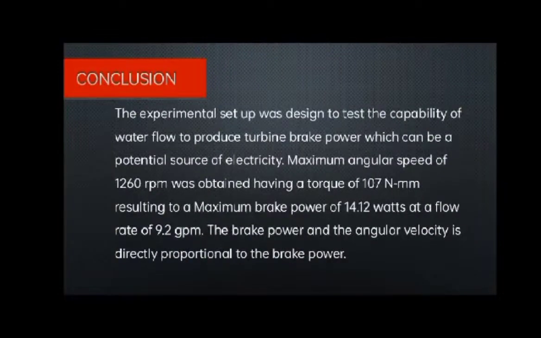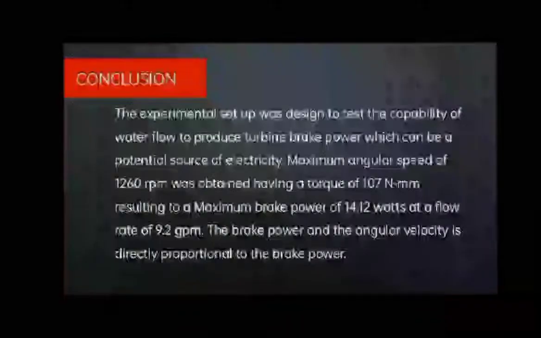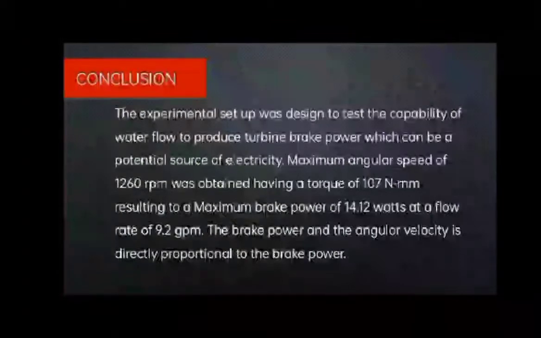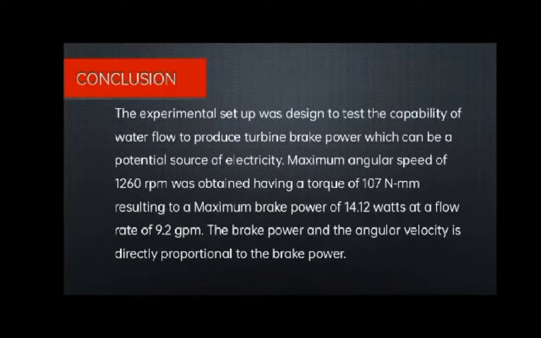Conclusion. The experimental setup was designed to test the capability of water flow to produce turbine brake power, which can be a potential source of electricity. A maximum angular speed of 1260 rpm was obtained, having a torque of 107 Newton millimeter, resulting in a maximum brake power of 14.12 watts at a flow rate of 9.2 gallons per minute. The angular velocity is directly proportional to the brake power.